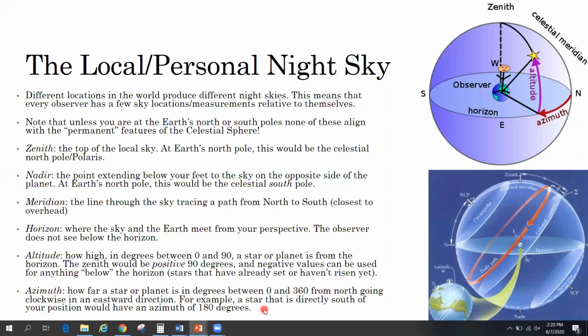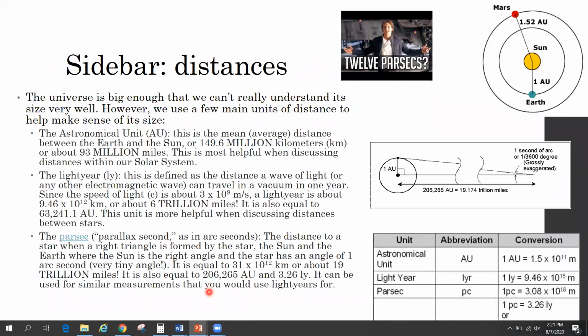Just another example here, it says a star that is directly south of your position would have an azimuth of 180 degrees. That would only actually be true if north was directly behind you. Sorry about that. All right, a little sidebar on distances, and then we are almost done for today.